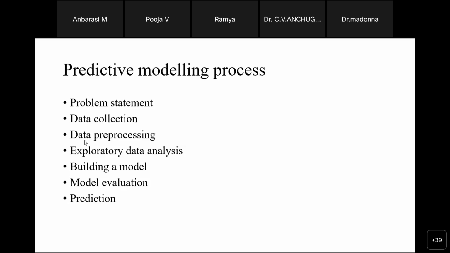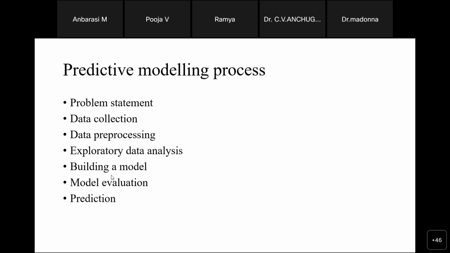After collecting the data, we go for data pre-processing, and then for exploratory data analysis. It involves understanding the patterns and the trends in the data. Usually in rainfall prediction, if there is a sudden fall in the temperature, we can say there is a possibility of rain. So there should be some correlation between the two attributes. That is what we specify in exploratory data analysis.